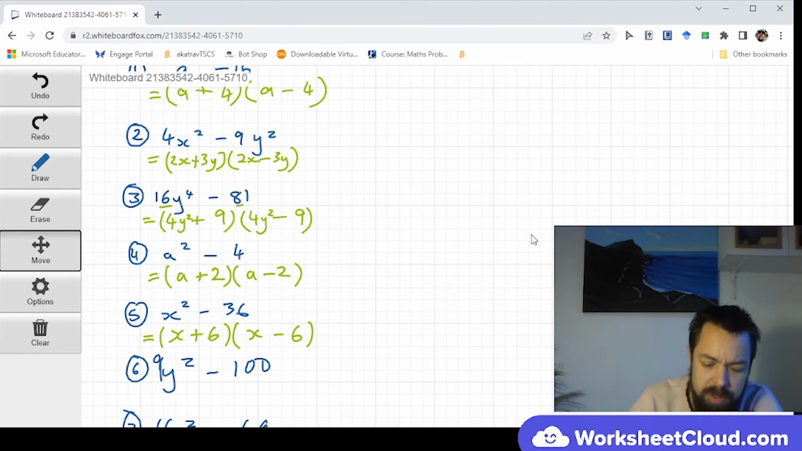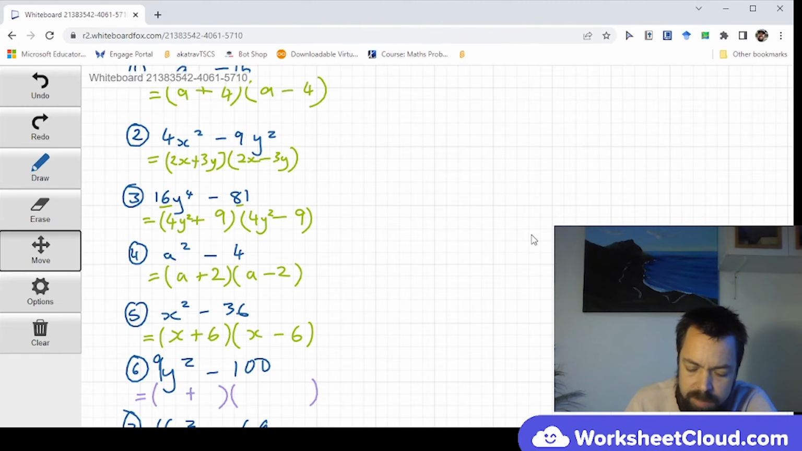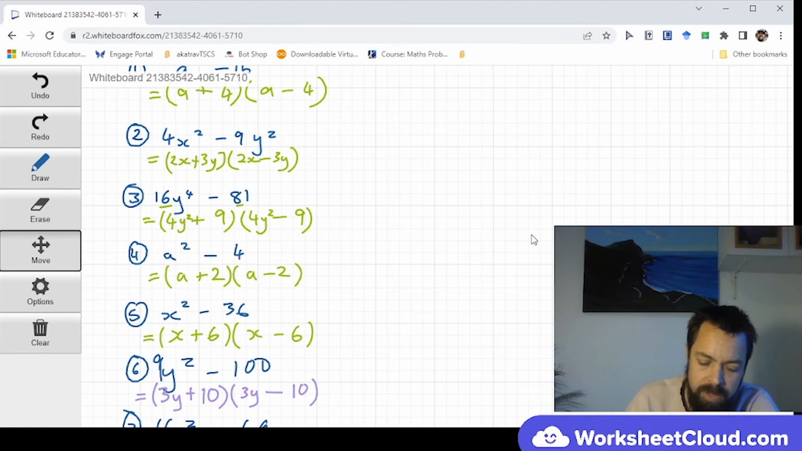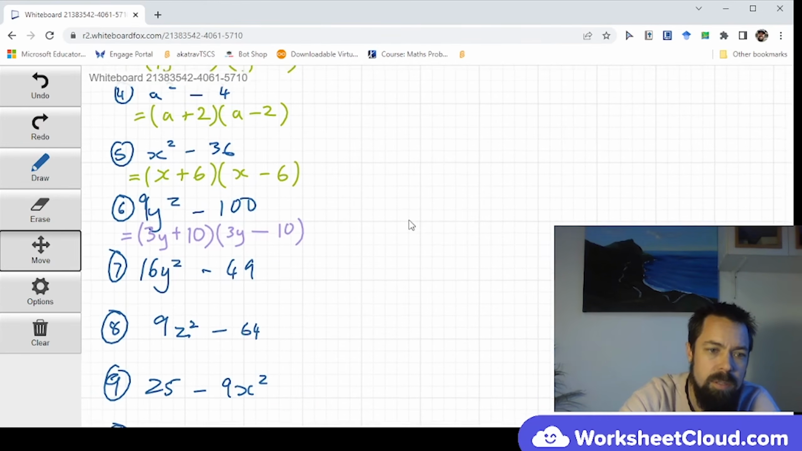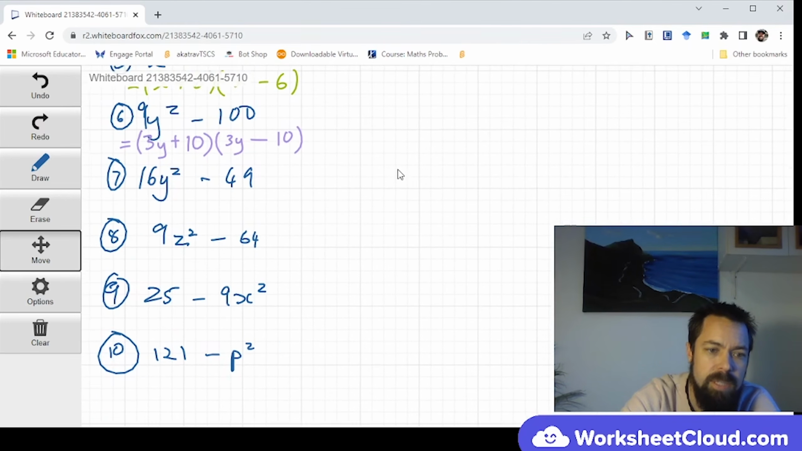Getting tired of green, so I'm going to switch over to purple. This is a square because I can see 9 can be square rooted, and so can y squared, and 100 is also a square number. Square root of 9, let's put in my format, plus minus. Don't get into the habit of doing that before you've checked that they are actually squares, but once you have, you can do that. So 3y, 10. Okay, number 7, 8, 9. Let's go all the way down to 10.